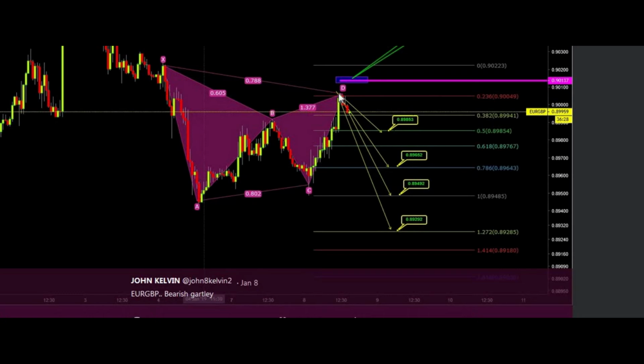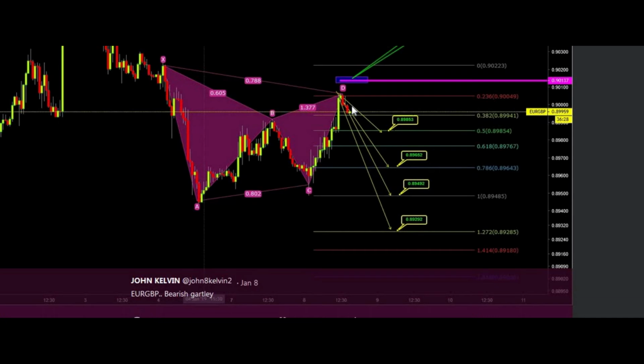And lastly, we have the D leg, which must range between the Fibonacci extension ratio, that's the 1.618 down to the 1.272, and we had 1.3377, which is where the price reversed right at.